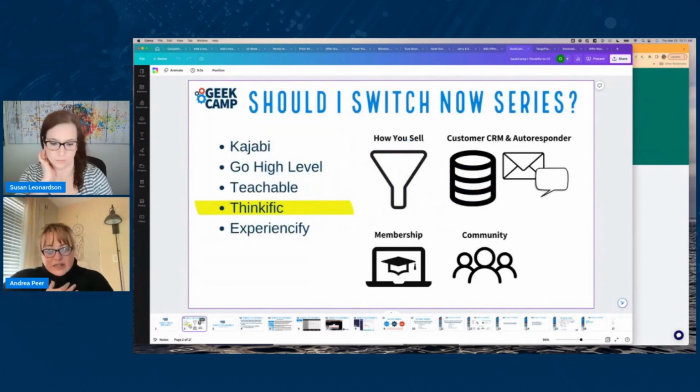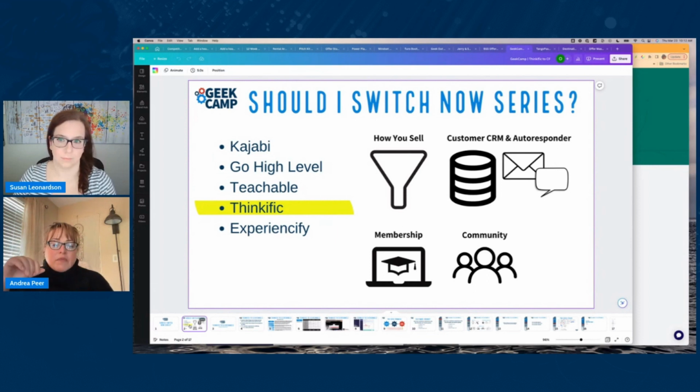Now, when we are considering the Should I Switch, we are considering obviously the funnel system and how you're able to sell the offer or the product, the customer CRM autoresponder part of it, the membership area. And by membership area, we don't just mean subscription model business membership, right? We mean the learning hub and the content management hub, and then your community. And how do we do community? So those are the things that we consider as we go down.